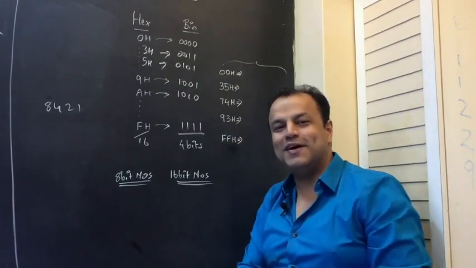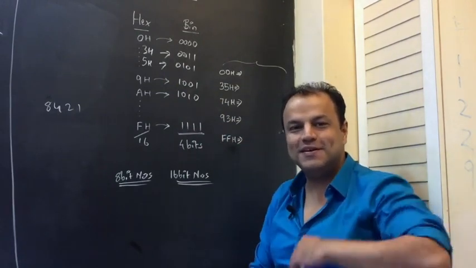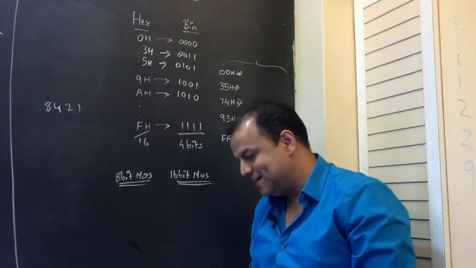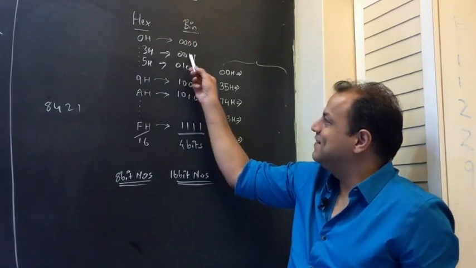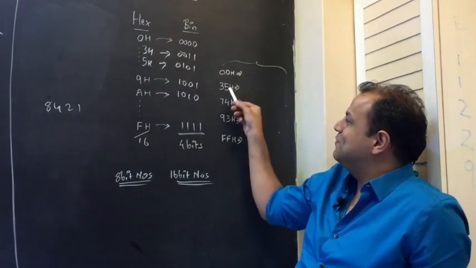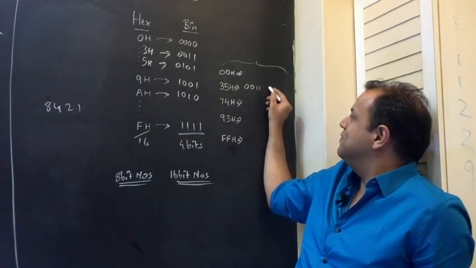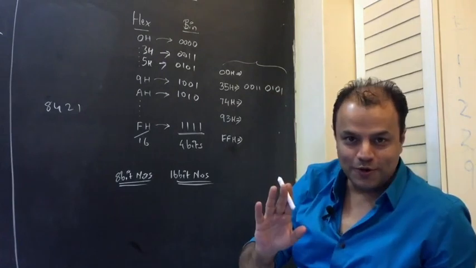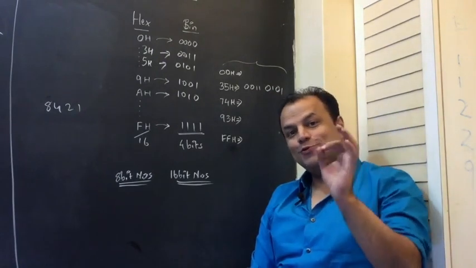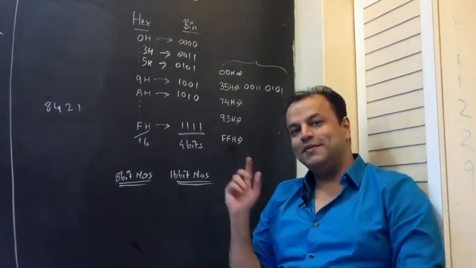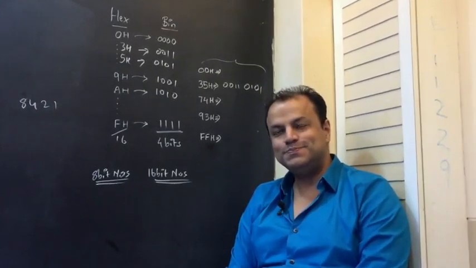I want 35. Come on. What is 35? Don't get scared. This is 3. This is 5. I asked you 35. 35 is just the same two things. 3 is 0011. 5 is 0101. Hold on. Is this how you represent 35? 3 and 5. I'm asking you.